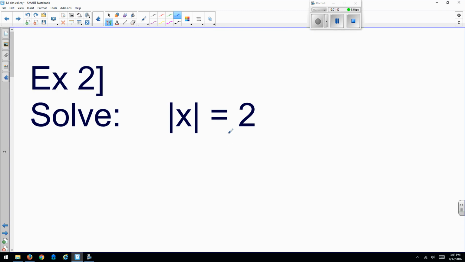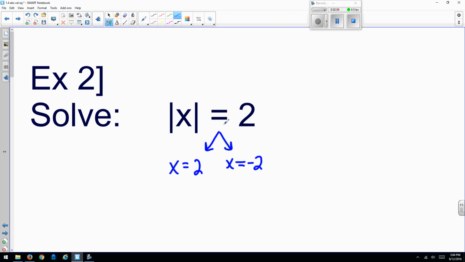Now we have an absolute value equation, and this is probably new to you this year. And this is how we're going to work it. So the absolute value of x is equal to 2. Well, that means that it's 2 units away from 0. So if you think of a number line, we have two different options there. We have 2, but we also have -2. And what I call this right here is branching off.